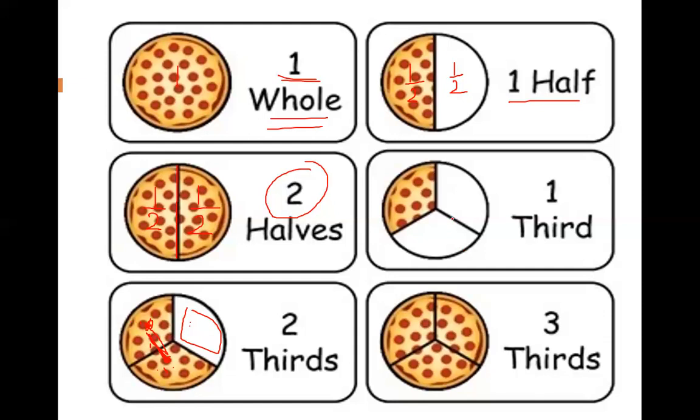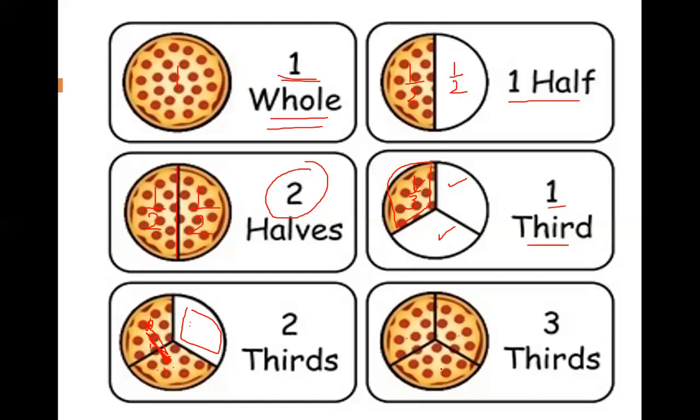In the same way, this figure is showing that here we have one slice of pizza. How many total parts are there? 1, 2 and 3. Out of three equal parts, I have one pizza slice. So if I represent the fraction for it, I will write 1 by 3, because each part is representing 1/3. So each part is called 1/3, right?